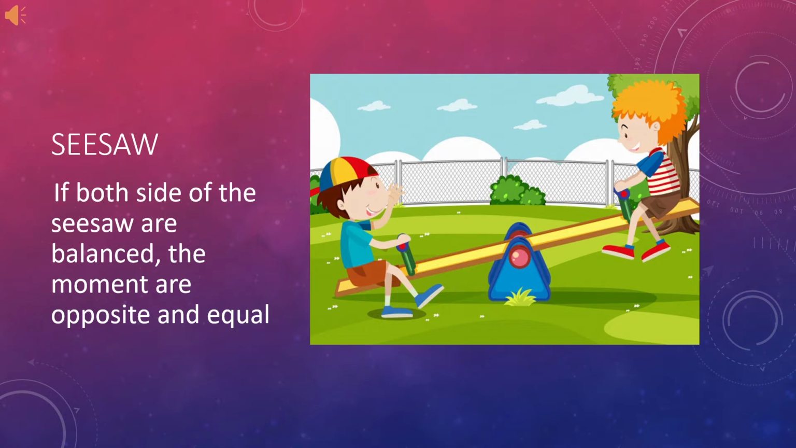We normally see this in a childhood playground, which is the seesaw. If both sides of the seesaw are balanced, the moments are opposite and equal.